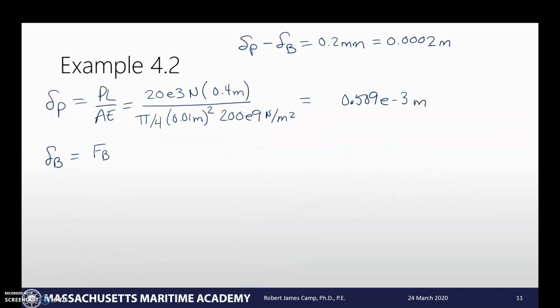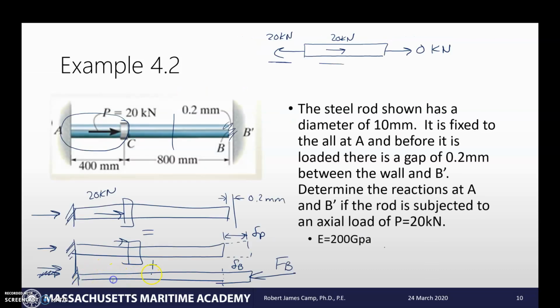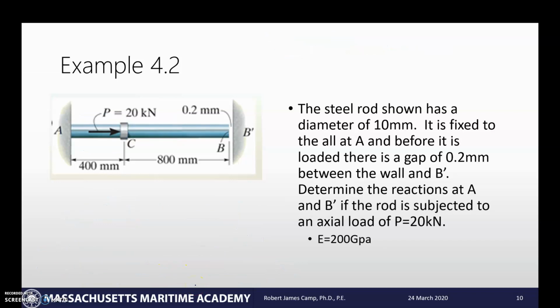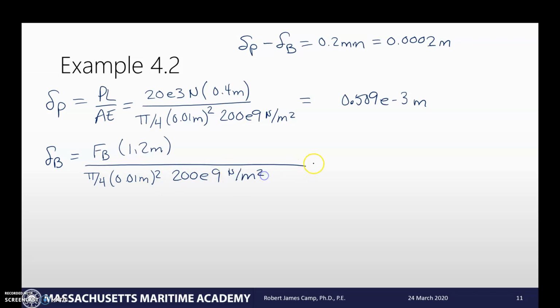But FB is also acting over the entire length of this, because no matter where you cut it, you take a look at the internal force, it's going to be the same as FB. So now we've got that operating over the entire thing of 1.2 meters. And then we'll divide that by pi over 4, the same thing, just the area again times the modulus of elasticity. And so now I find that thing's going to deflect 76.3944 times 10 to the negative 9 meters times FB.